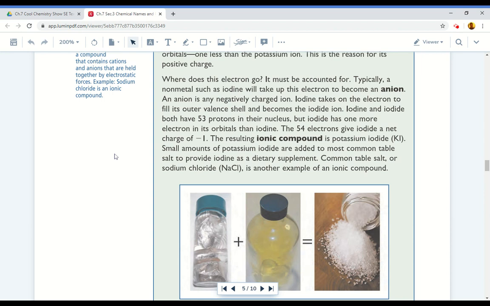Small amounts of potassium iodide are added to most common table salt to provide iodine as a dietary supplement. Common table salt, or sodium chloride, is another example of an ionic compound. So that's the common name, table salt. There's your chemical name, sodium chloride. There's your chemical formula right there.